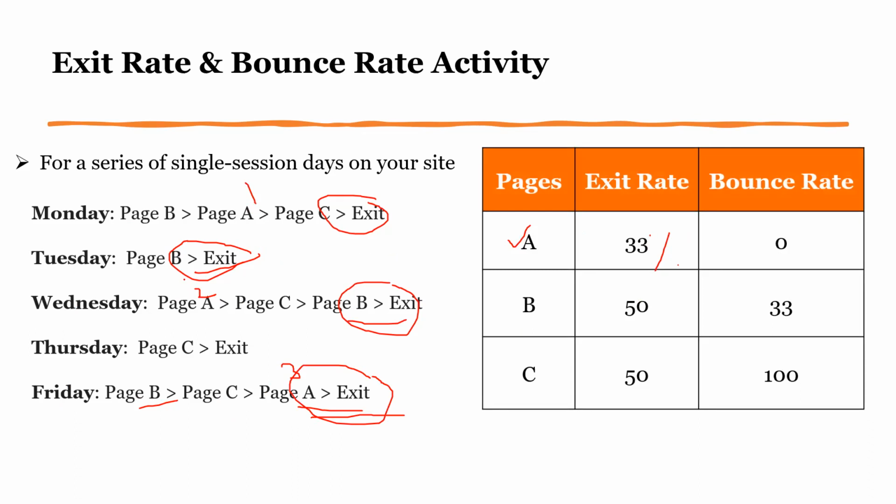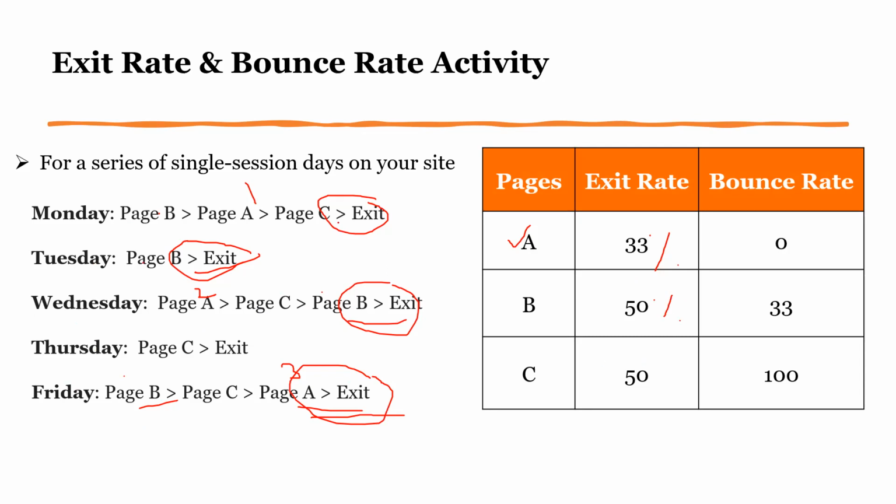Similarly in B, as I discussed, there were 4 visits, 1, 2, 3 and 4. Only Thursday B was not visited. So 4 times B was visited, but 2 times the exit happened. On Tuesday exit happened, Wednesday exit happened. Exit on the last sessions. So that is 50%, 2/4, 50%.